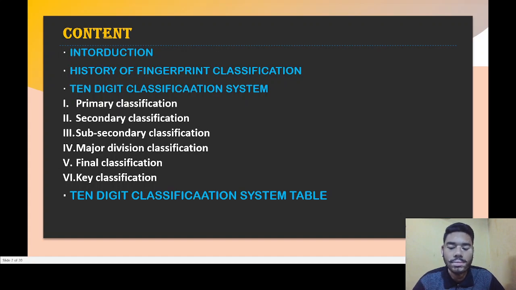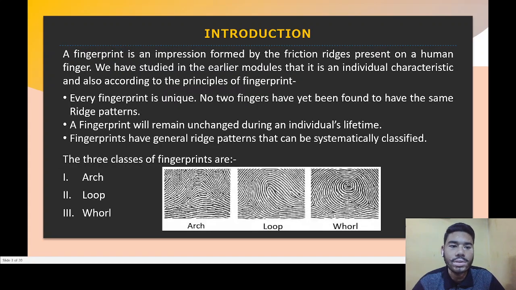Contents. Introduction. A fingerprint is an impression formed by the frictional ridges present on a human finger. In the earlier modules, we have studied that fingerprint is an individual characteristic.